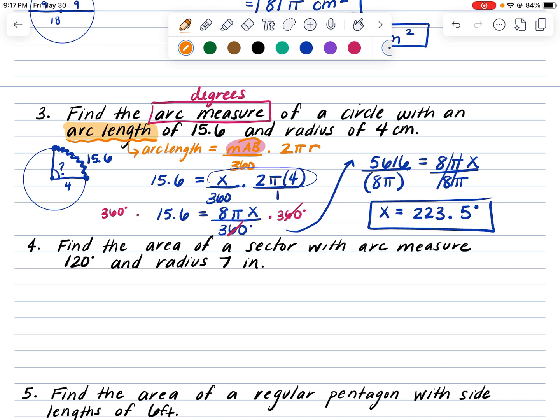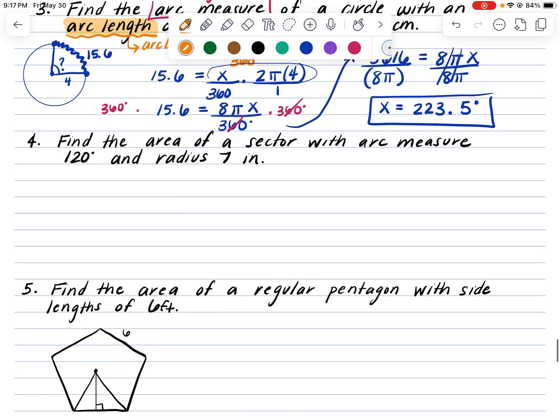All right, number 4, find the area of a sector with an arc measure of 120. Okay, so I'm finding the area of a sector, and again, that's like a pizza slice, so I'm going to go ahead and draw us a picture. Okay, 120 degrees is a little bit more than 90. And again, doesn't really matter how accurate your drawing is, but I'm finding this shaded area. And again, refer to that equation sheet so that we know what we're doing.